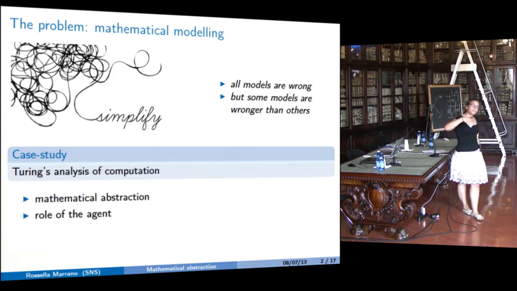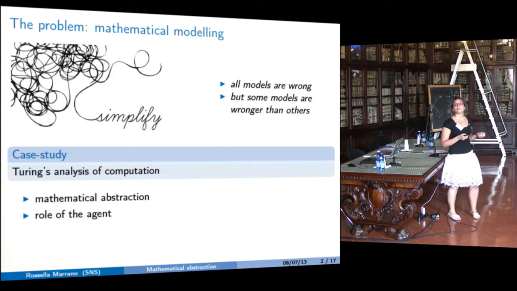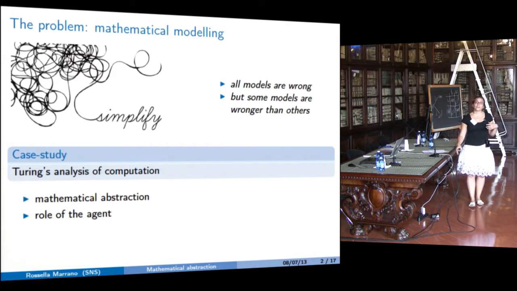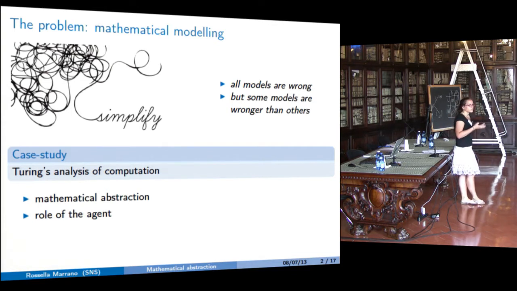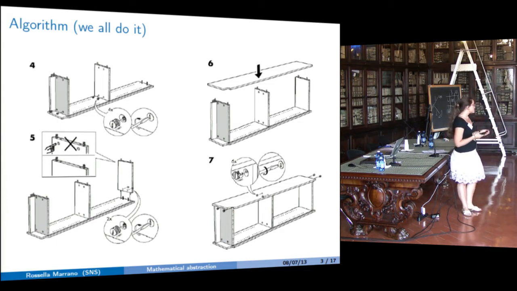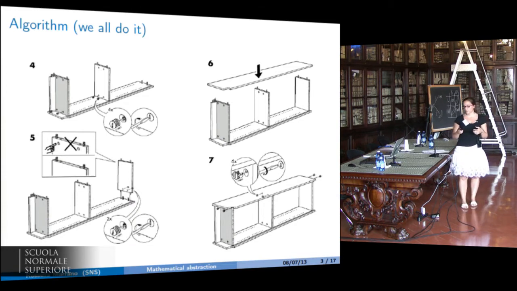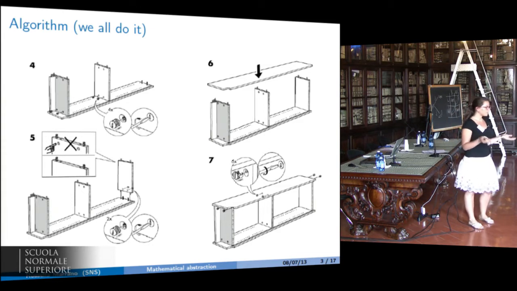And the idea is that by seeing this example, I will say something about mathematical abstraction in general, and about the role of the agent. That is, we can draw a methodological lesson from this example about the logical modeling of reasoning. But let's start by describing the informal notion that Turing aims to model, which is the notion of algorithm. Everyday life abounds with algorithmic tasks, and we may describe an algorithm very roughly as a method to perform a task.